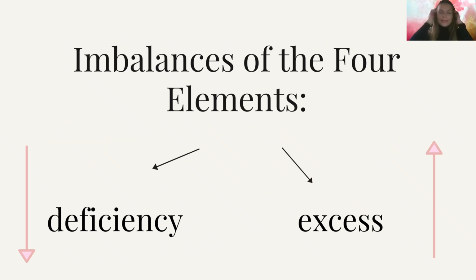So let's look at the imbalances. Imbalances can be divided into deficiency or excess. If we don't have many planets or angles in one of the elements, then we will experience deficiency of that element. And at the same time, if we have deficiency of one element, then we automatically have excess of another element. So we will first start from fire.